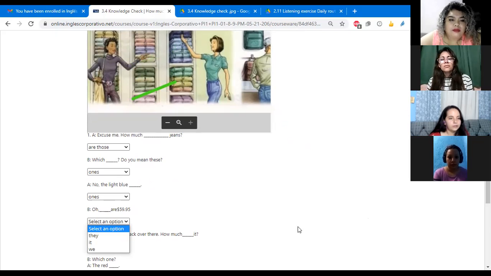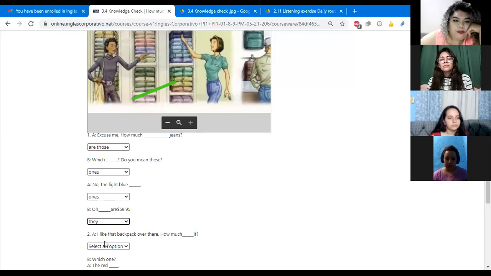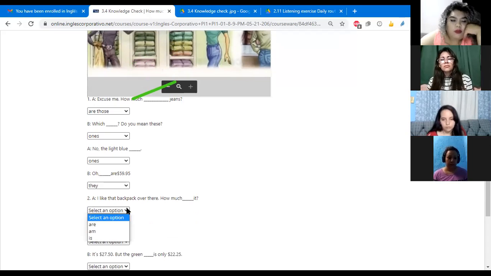They, right? They. We're talking, that's what I told you. They are in plural, right? Okay, they are $59.95. Okay, in other words, $60. Okay, then it says, I like that backpack over there. How much?